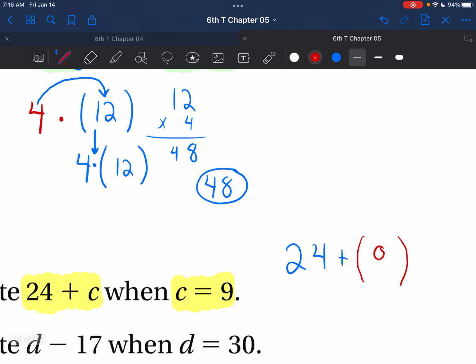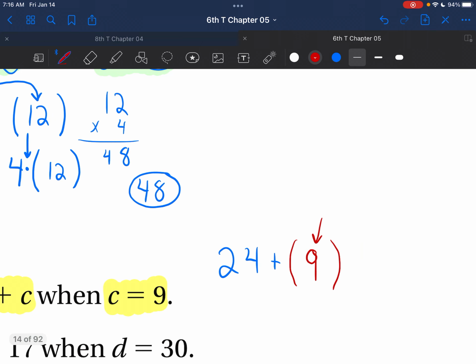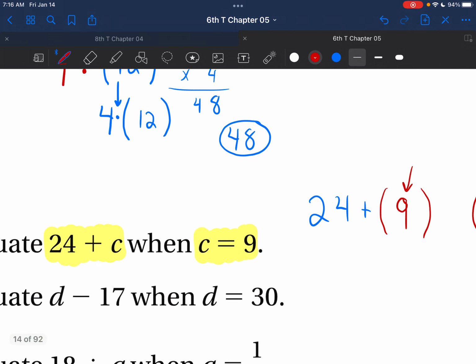I want you to put parentheses, and inside the parentheses, I want you to put the number 9, like this. All right, let's add it together. What is 24 plus 9? Well, let's see. I know 24 plus 10 is 34. And if I just take 1 away, 1 away from 10, that makes it 9. So 34, take away 1, you are at 33.